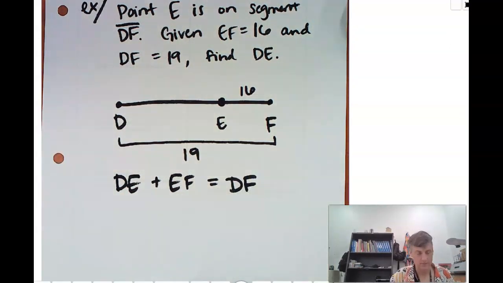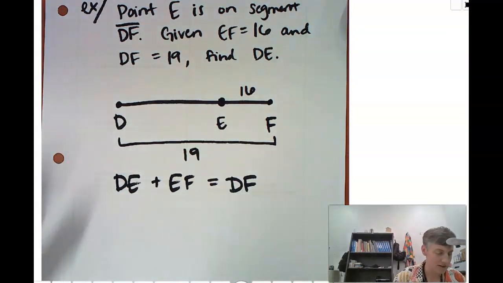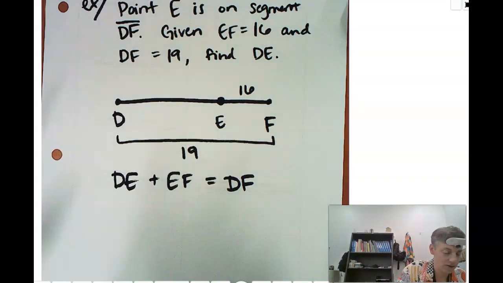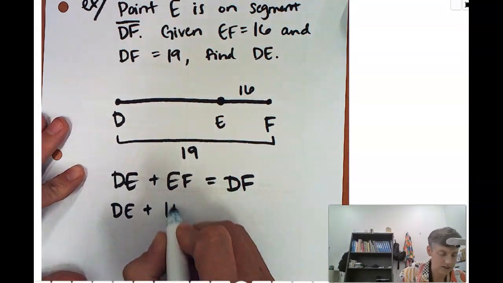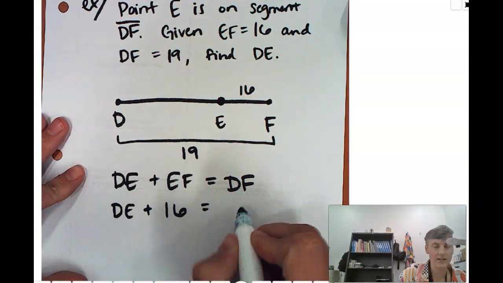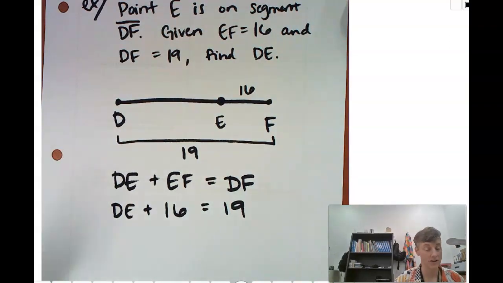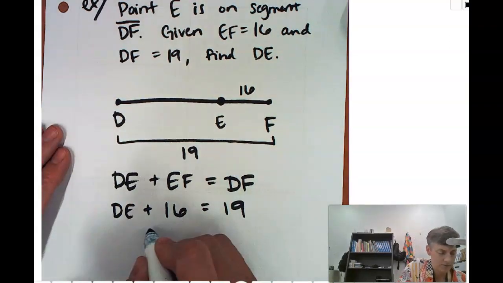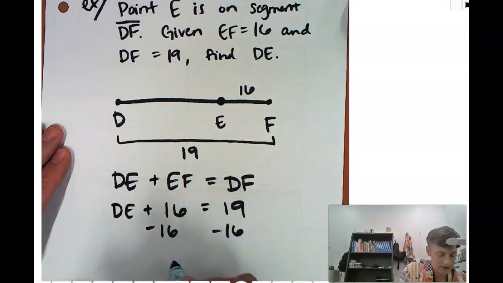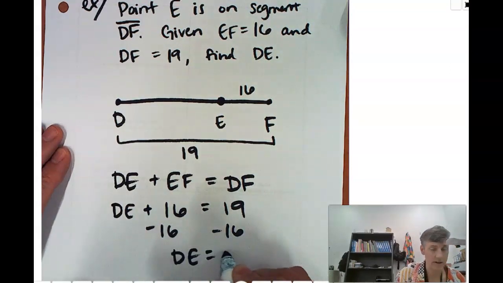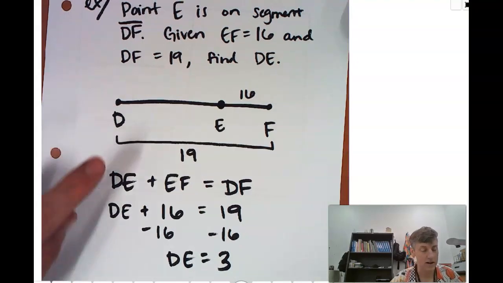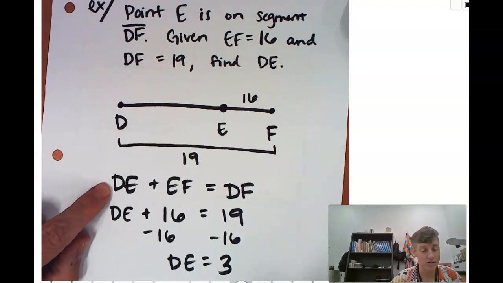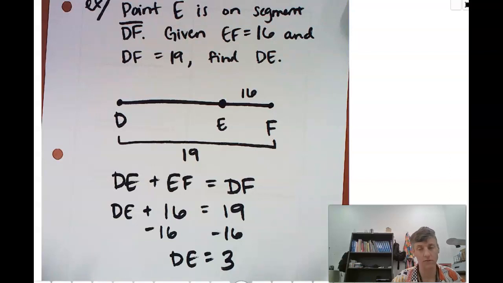And now I can put in my numbers. DE, I don't know what it is. That's what we're looking for. I know EF is 16, and I know DF is 19. Now this is definitely clear. I know what I'm doing. I'm going to subtract 16 on both sides, and I'll get DE equals 3. That's what we're looking for. For all these questions, I would highly recommend drawing your picture, write out your letter equation, and then plug in the stuff that you know to solve for your unknown.